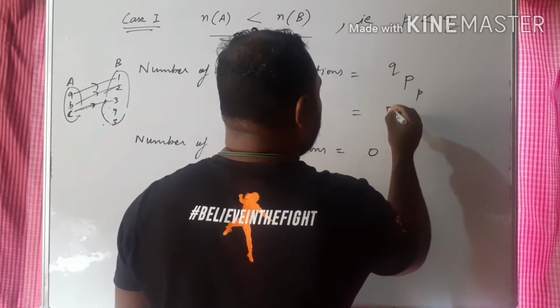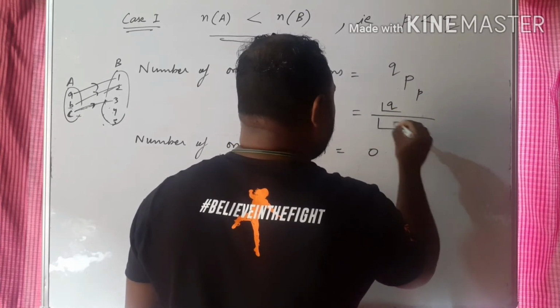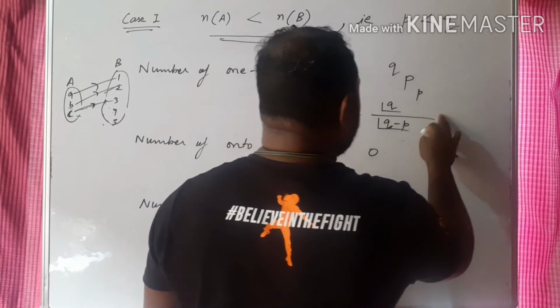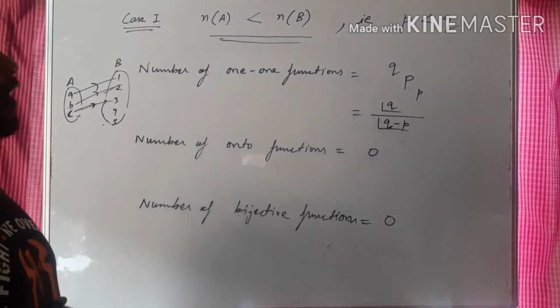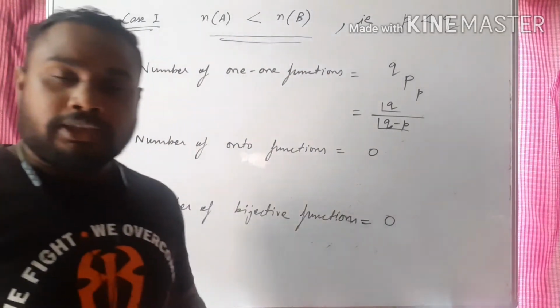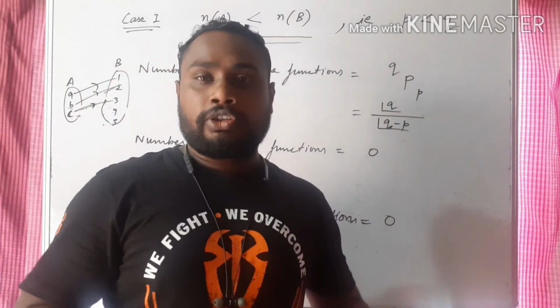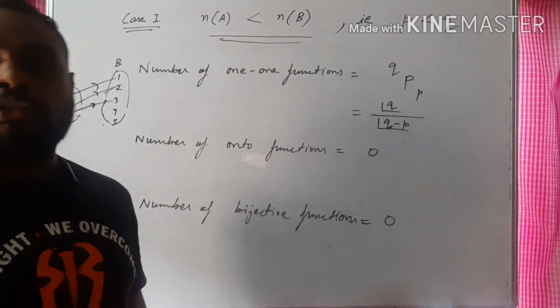It will be nothing but factorial Q by factorial Q minus P. So use this formula and you will get the number of one-one functions. You will get the number of one-one functions whenever the domain is smaller than the codomain. So you can keep in mind, that is, the cardinality of A is less than the cardinality of B.